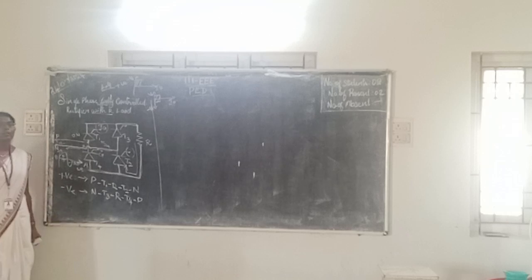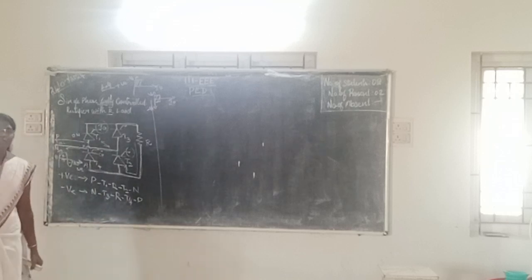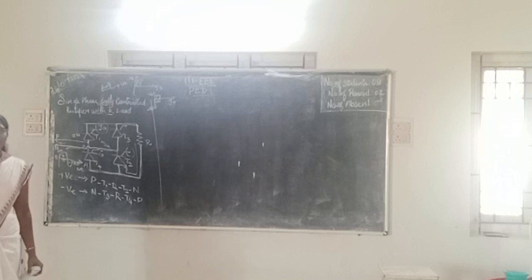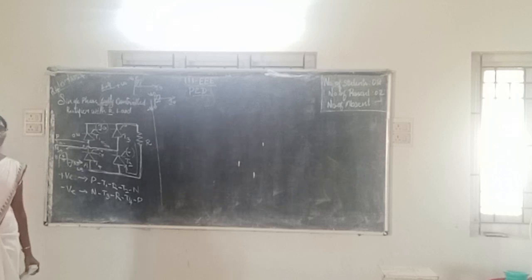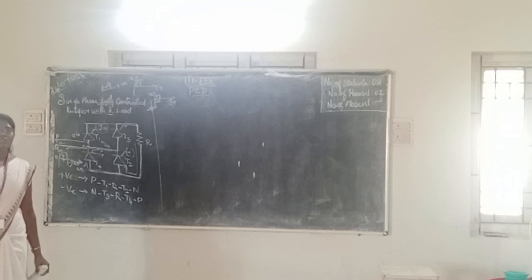The turn on time, or we can say the triggering pulse that they are giving, is the firing angle. The firing angle is represented by the letter alpha. What is the purpose of the firing angle? Once the firing angle is given to the gate terminal, the thyristor will turn on in the forward bias condition. Or we can say that once the SCR is triggered, it will turn on. So for turning on the thyristor, they are giving the firing angle.